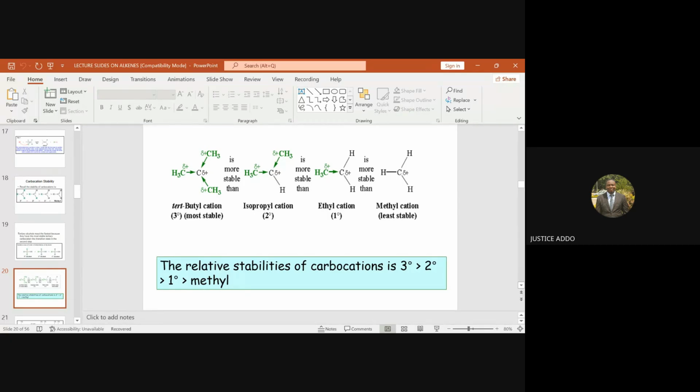In the case of the tertiary, you have 3 methyl groups, and methyl groups are electron donating groups. So they are pushing electrons to the positive charge to neutralize it. And when the positive charge is being neutralized, it makes the molecule more stable. Here, you have 3 methyl groups donating electrons to stabilize or neutralize the positive charge. Here, you have 2 methyl groups. Here, you have only 1. Here, there is no methyl group to donate electrons to stabilize it.